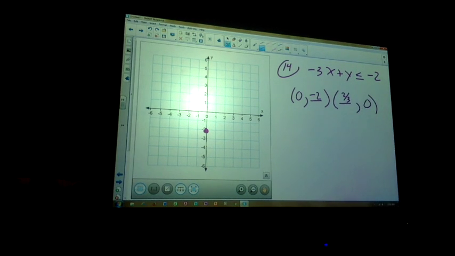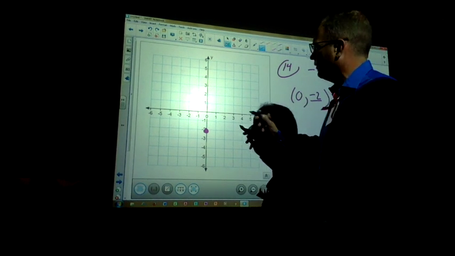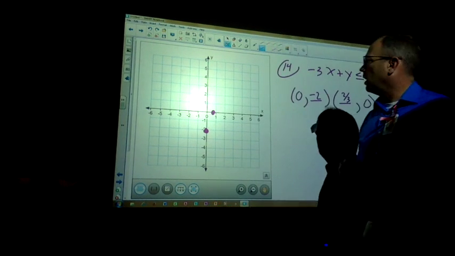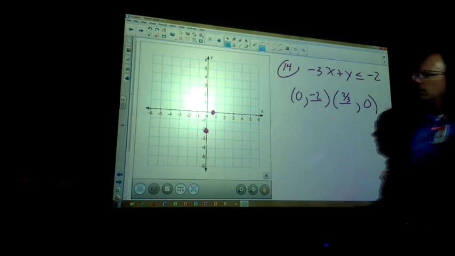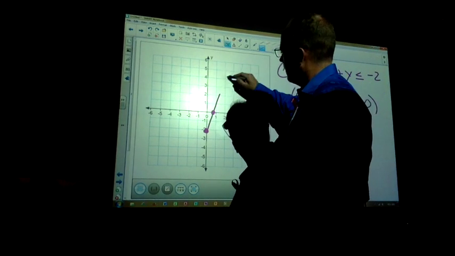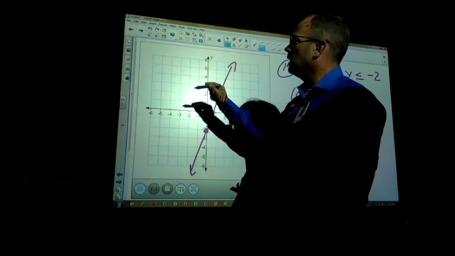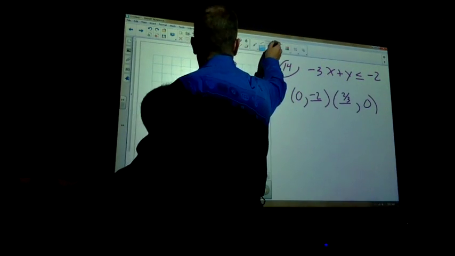Could you add 3x? I sure could have, and it would have been the exact same answer. I just chose to do this because it just worked for me. All right. So 2/3 is not impossible to graph. 2/3 is roughly right there. Is this a solid or a dotted line? Solid. Okay. Does 0, 0 still work? Yes, it's close to the line. Do you agree? It's close to the line.